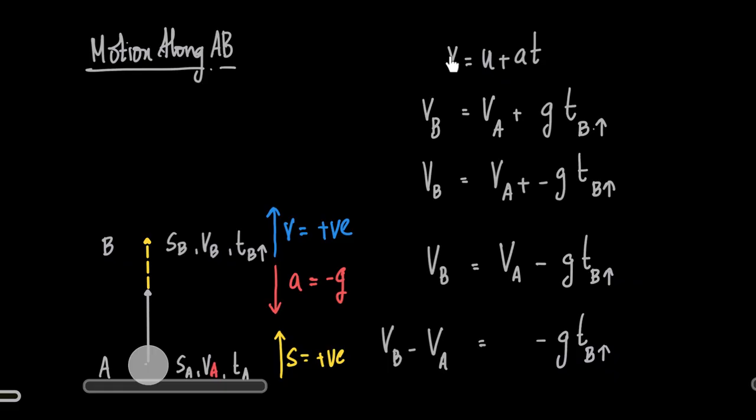So V is equal to U plus AT. V is the final velocity at the final point, which is at B. Therefore, it is VB. U is the velocity at the initial point A, which is VA, and A is minus G. T is the time to reach B while it was moving upwards. So VB is VA plus minus G TB. VB is VA minus GTB. Therefore, minus GTB while going upwards is VB minus VA. Yes, nothing conclusive so far.